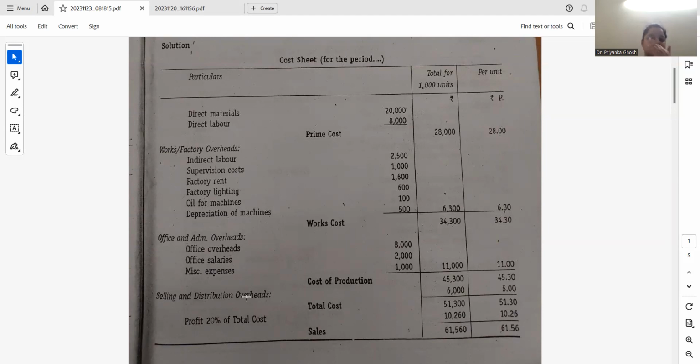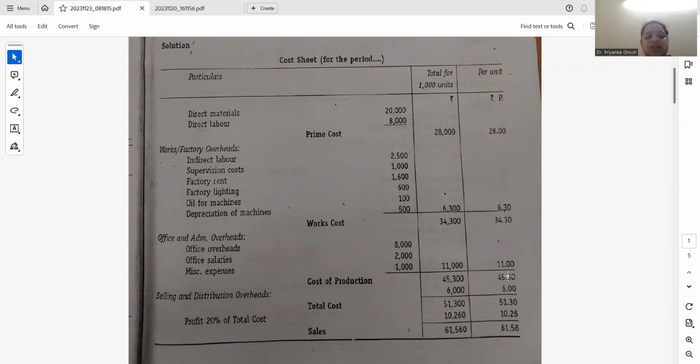After getting works cost, we need to add the office and admin overhead. So here all the office and administration related expenses will come, like office overhead, office salary, and miscellaneous office expenses. So total office overhead will come 11,000. This 11,000 we need to add with the works cost. When we add with the works cost, we will be getting the cost of production. So cost of production total will come 45,300.